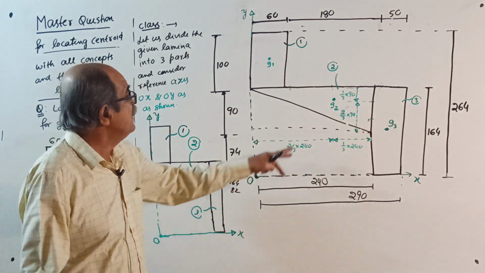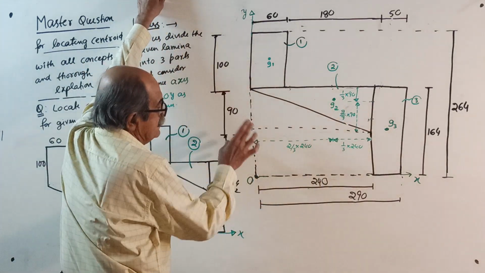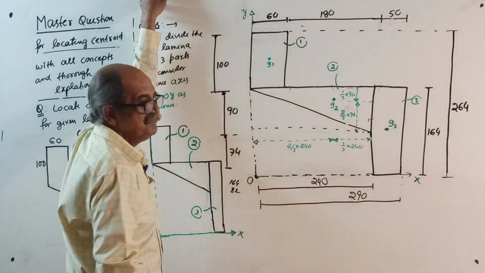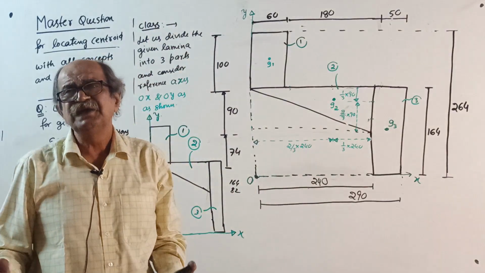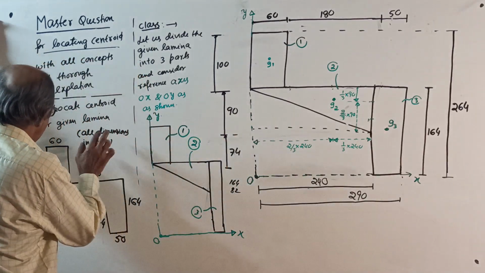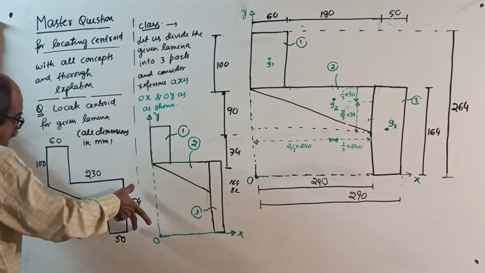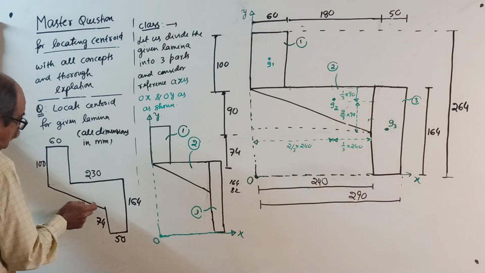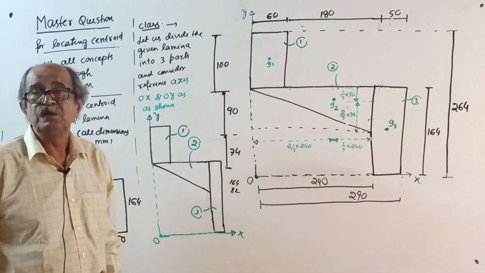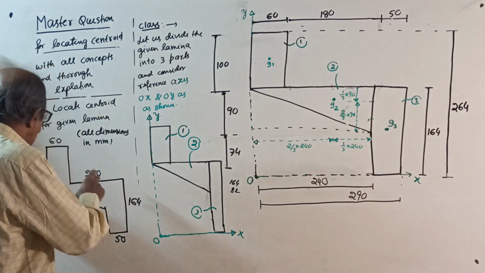When triangles are there, I have taken care that the sides are multiples of 3. See here, 90 here, 240 here. These are all based on your mathematical capacity. But for you, the question is given: 60, 100, 230, 164, 50, 74. Somebody will say, sir, this is not given. That cannot be given. Okay, I will tell you in 1 minute now. I cannot give this side.